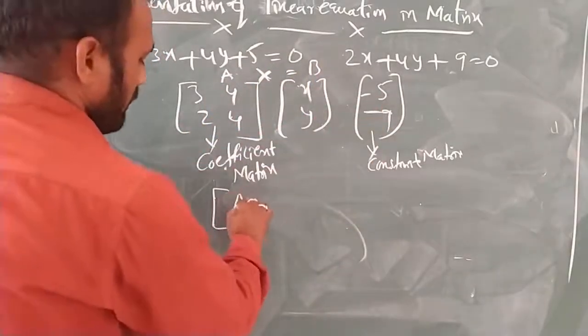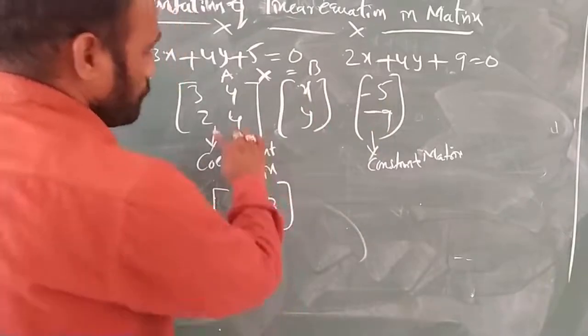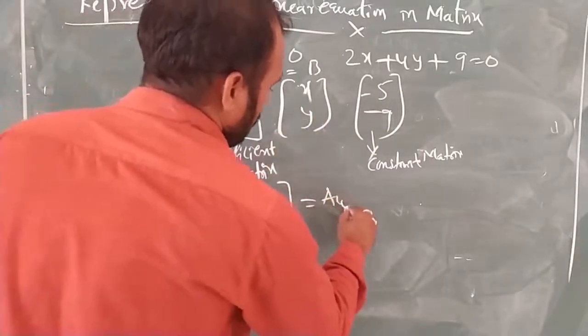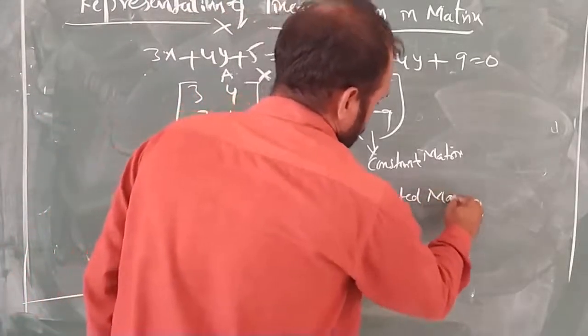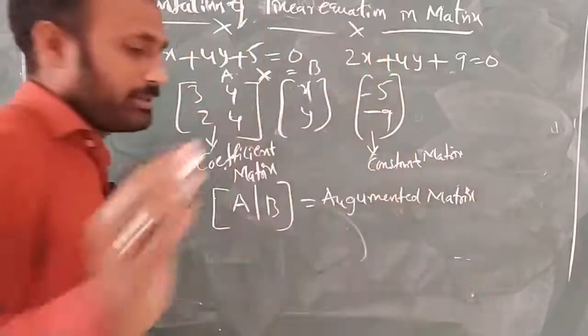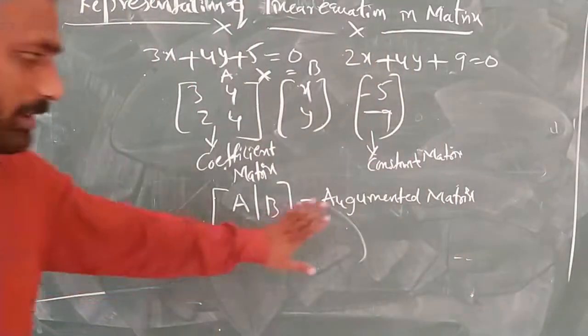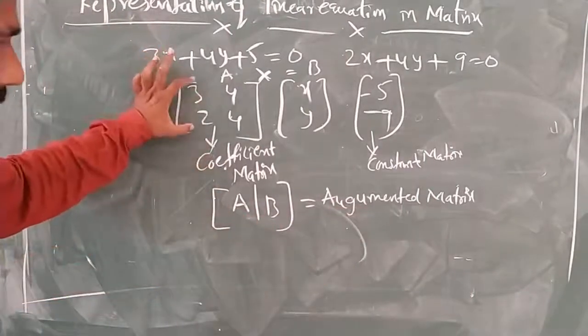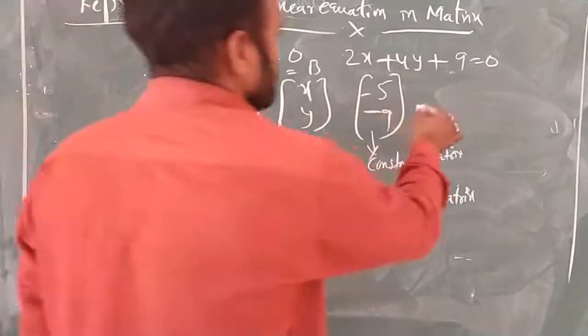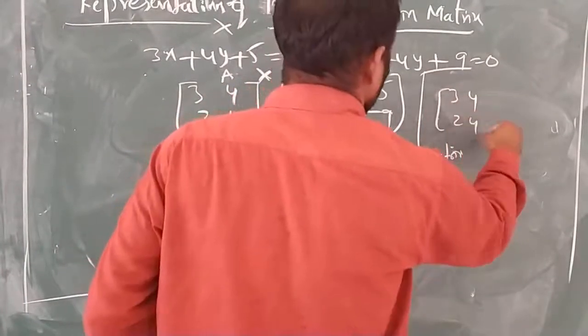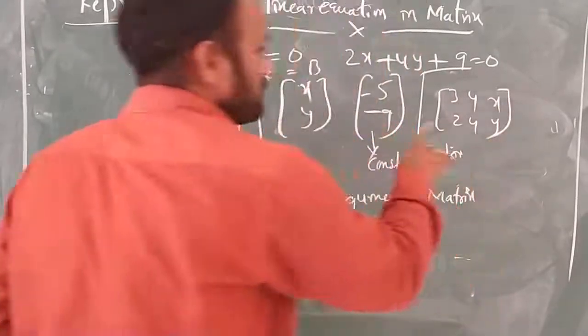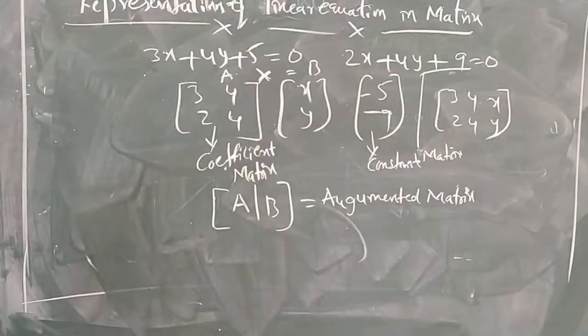So if I am writing A, B together, then the name we are going to give it is augmented matrix. Remember carefully, what is an augmented matrix? If we are mixing the A matrix along with the B matrix. So let me write here for understanding: 3, 4, 2, 4, and so on. So this we are going to call an augmented matrix.